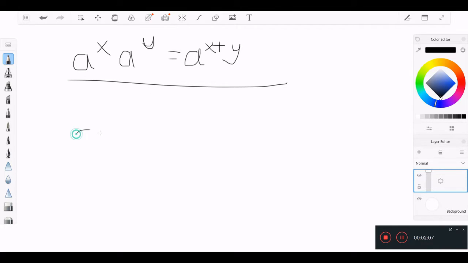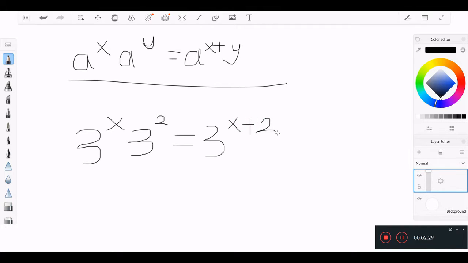For example, I will have 3^x times 3^2. In this case, you just have to add up the powers, so it will become 3^(x+2). This is very simple. This is the first rule. When the base is the same, you just add the powers, sum them up together.